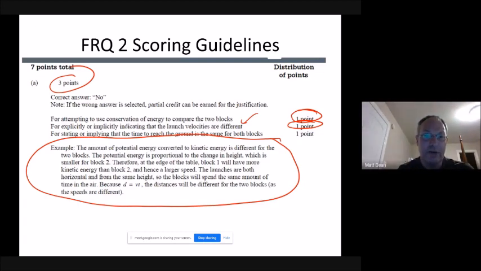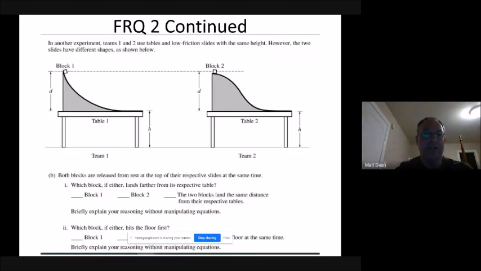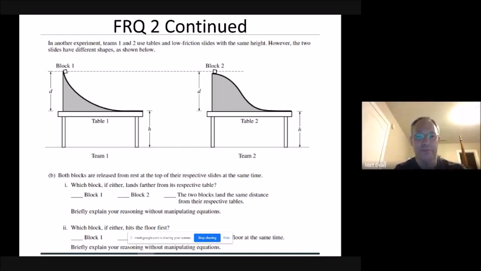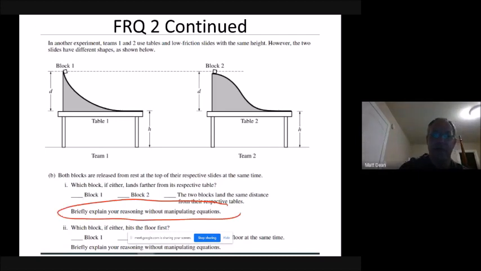Let's go ahead and look at the second part of this question. So everybody take just a minute, look at this part, and go ahead and try to answer part B. Just part B, subpart 1. And go ahead and explain your reasoning without manipulating equations.